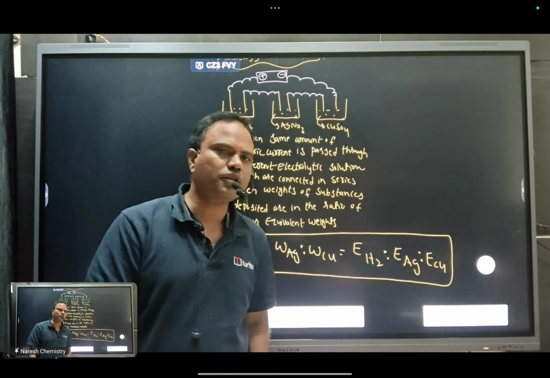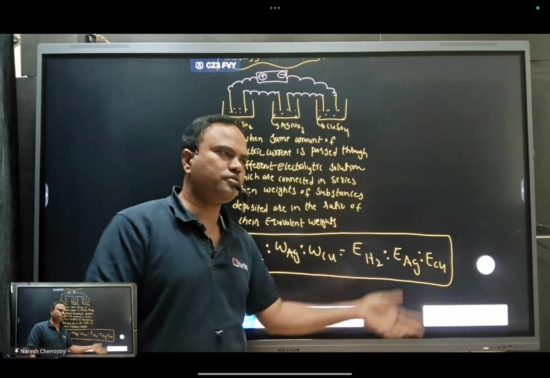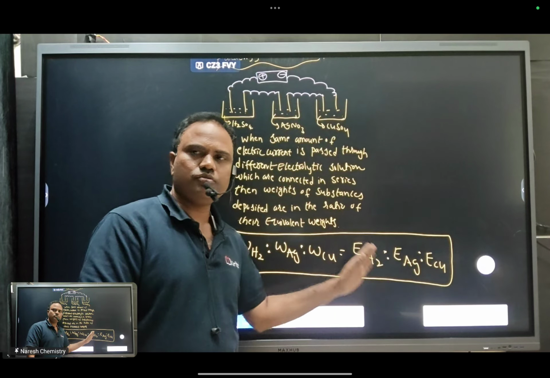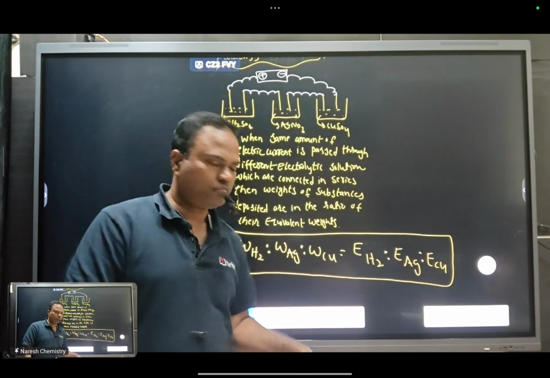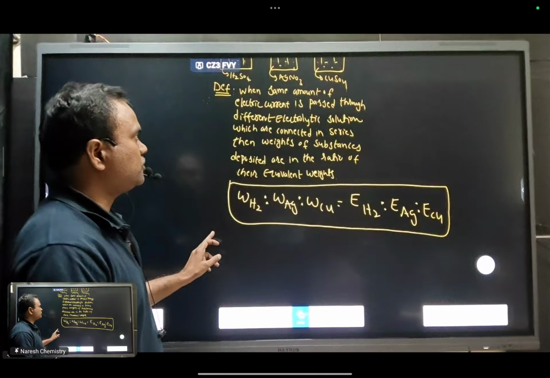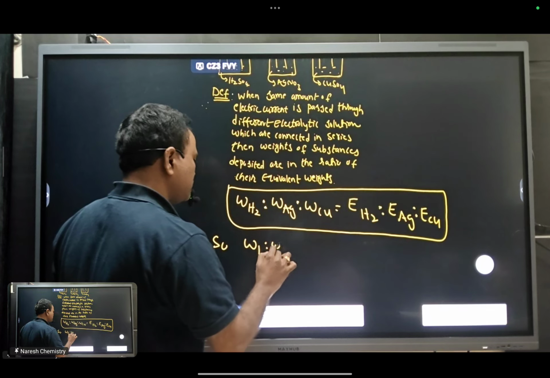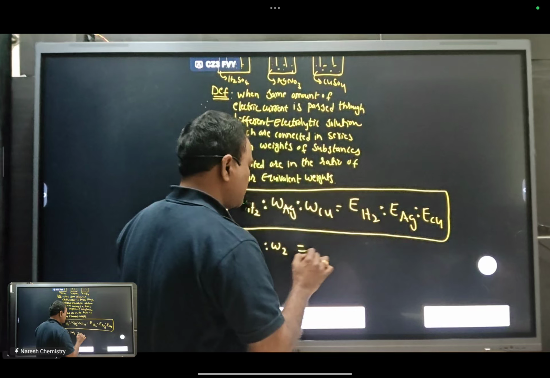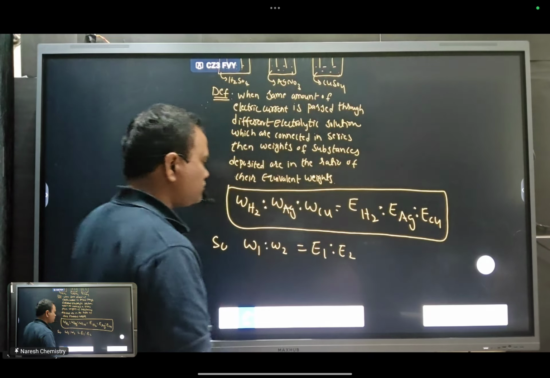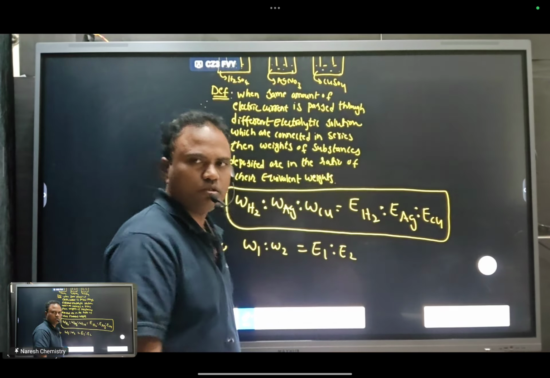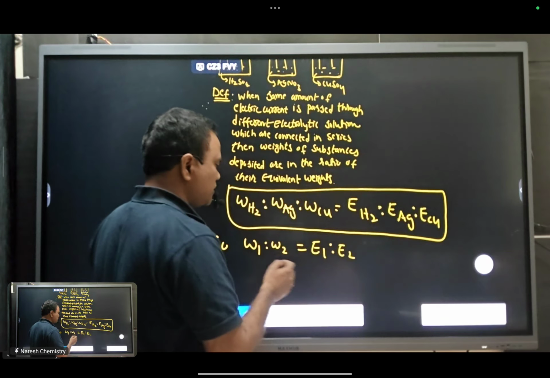But for generalization, what can we take? W1 is to W2 is to W3 is to W4 and so on, E1 is to E2 is to E3 and so on. That is generalization. So in general, we can write like this: W1 is to W2 is equal to E1 is to E2, and so on. Actually, we can write the other values also, W3, W4 also we can take. This is for generalization.